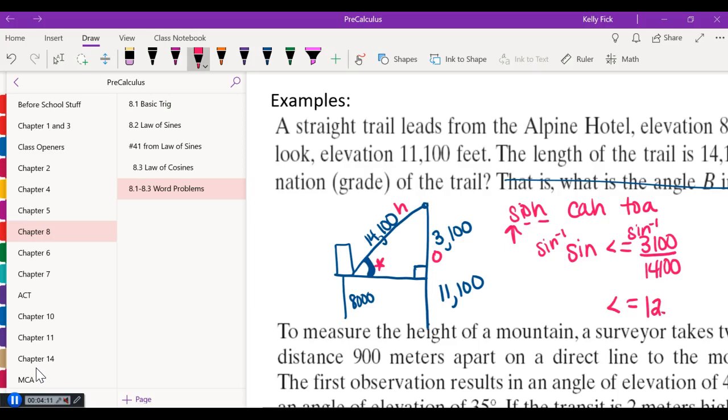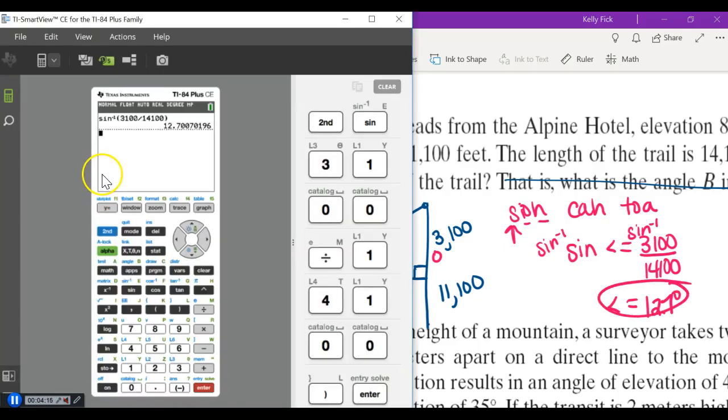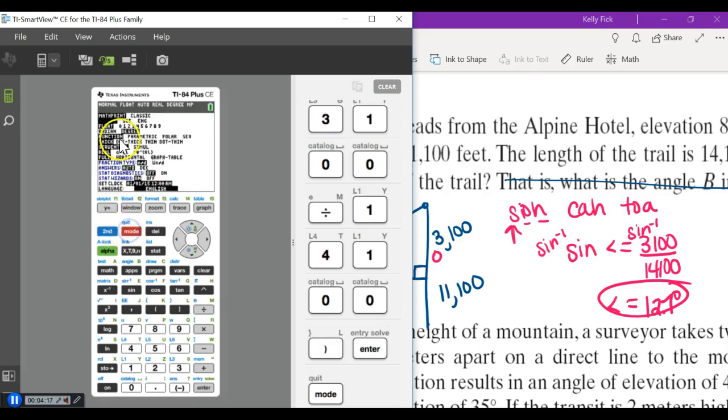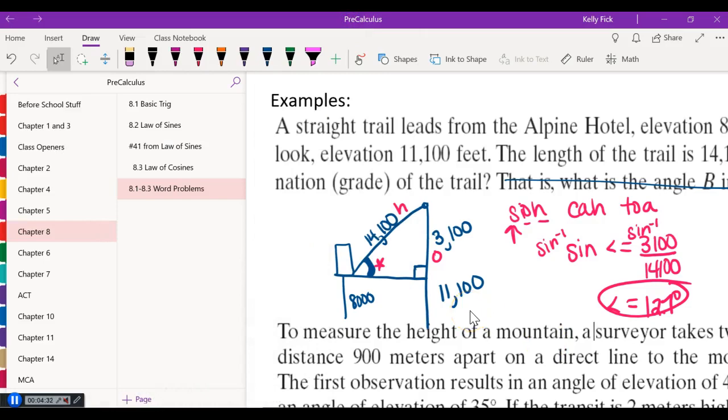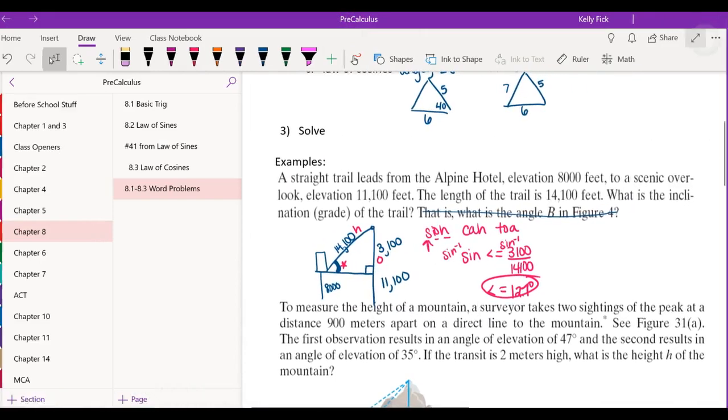Now, if you don't get 12.7, the common issue is that you're not in the right mode. So in this case, we're talking about degrees. So we want to be in degree mode right here, not in radian. Okay, so if you get a different number than 12.7, it's probably because you're in radian mode. All right. So that's the answer to that one. So on to the next.